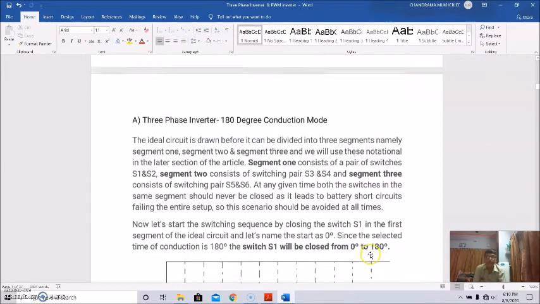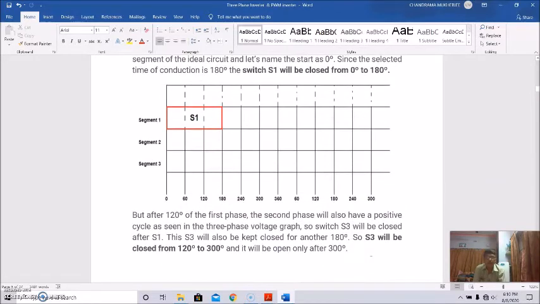But after 120 degree of the first phase, the second phase will also have a positive cycle as shown in the 3-phase voltage graph. So switch S3 will be closed after S1, and this S3 will also be kept closed for 180 degrees. So S3 will be closed from 120 degree to another 180 degree, so it becomes 300 degree, and it will be open only after 300.